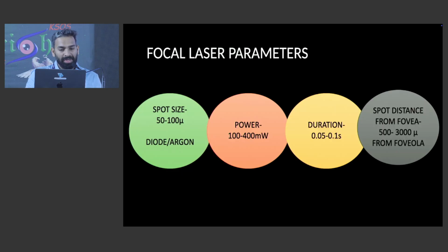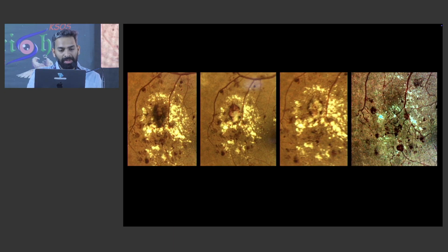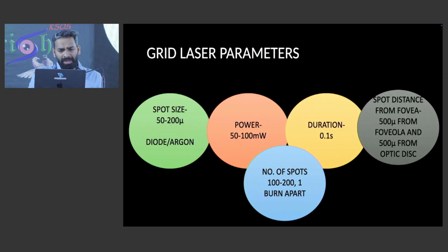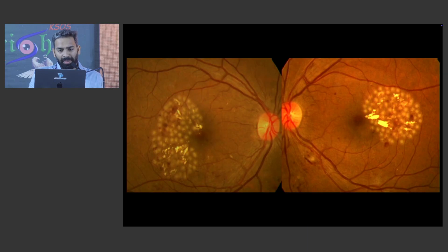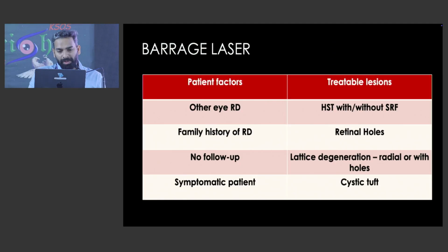For focal grid photocoagulation, the spot size should be reduced to 50 and the power also reduced to 50. The duration should be less, and you need a grade 1 type of burn. Over here you can see a focal laser that has been applied, and around 4 months later the hard exudates also go. Grid laser can be used for macular edema, and these are the complications.